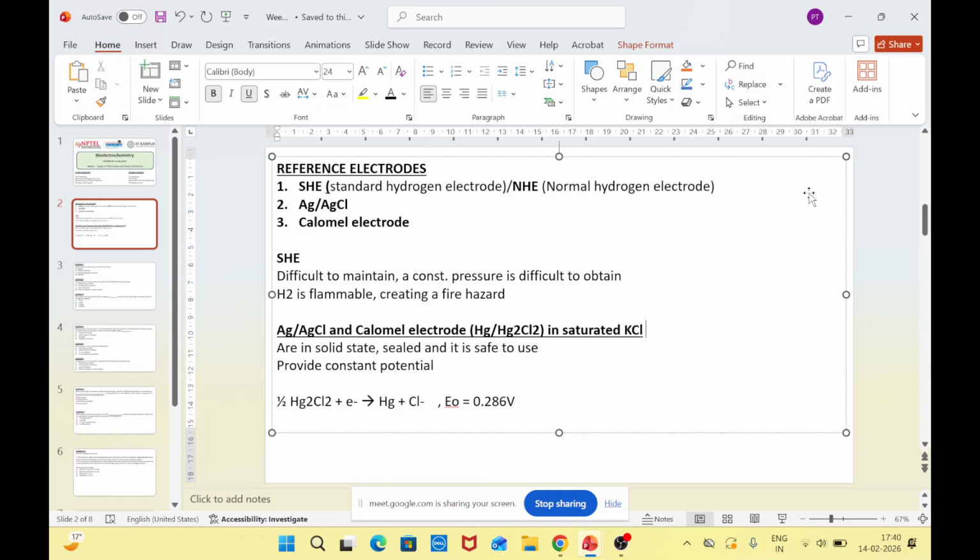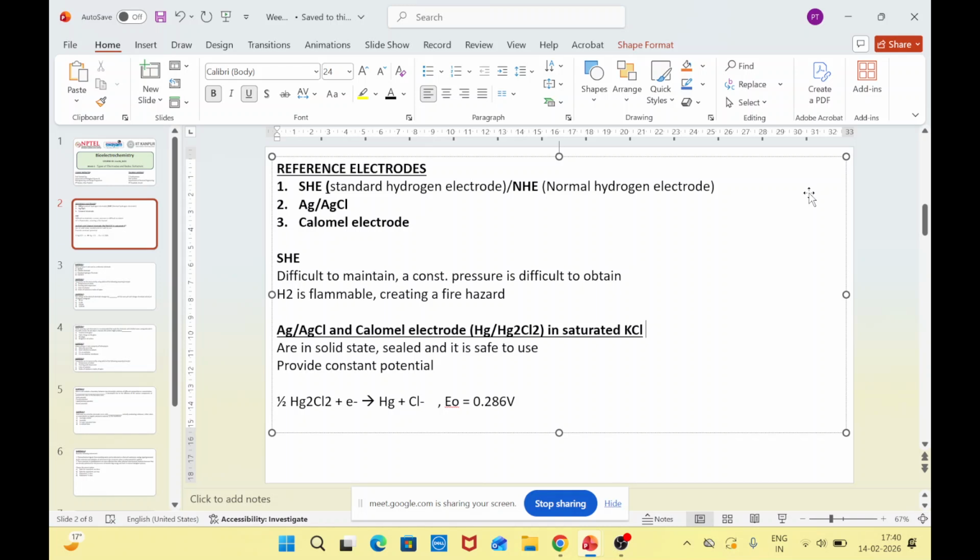So in order to minimize that, we typically use KCl solution to make sure that the concentration of the Cl minus ion remains stable, or is maintained in these reference electrodes. And moreover, since it's a saturated KCl, the amount of ions will be more, so that usually helps in lowering the internal resistance and increasing the conductivity of the system.